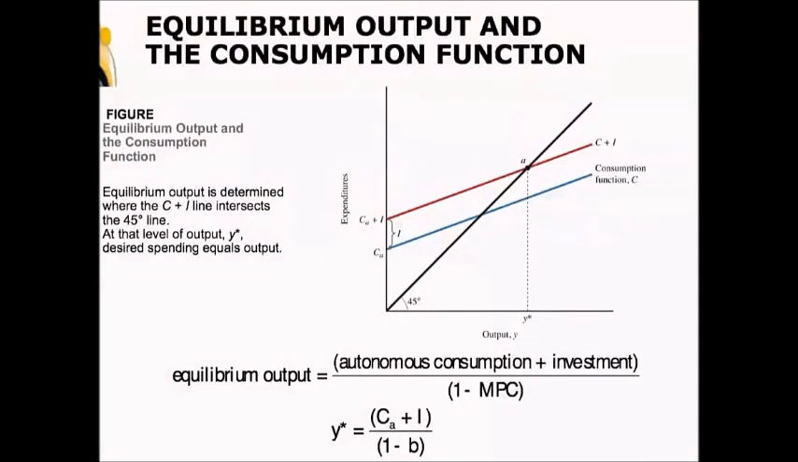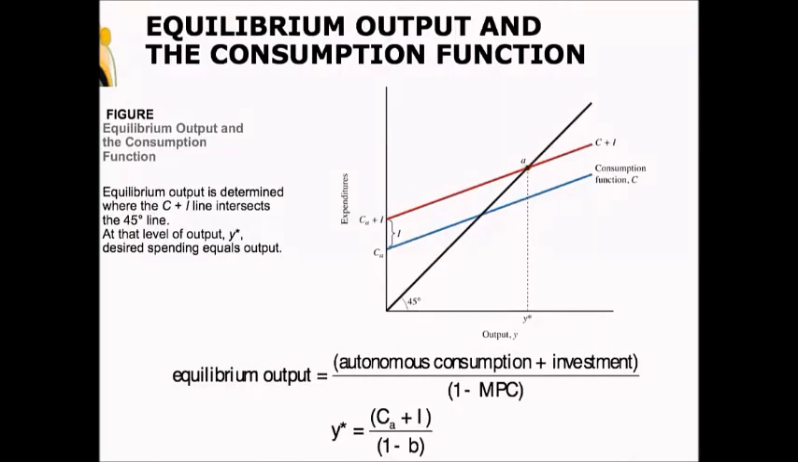We can see our consumption function, which has an intercept of autonomous consumption and a slope of b, is the blue line. The red line is consumption plus investment. So investment, which is not sensitive to income in this model, is just going to be an increase in the vertical intercept. So our aggregate planned expenditures line, consumption plus investment, has an intercept of Ca plus I, or autonomous consumption plus investment, and a slope equal to the marginal propensity to consume.